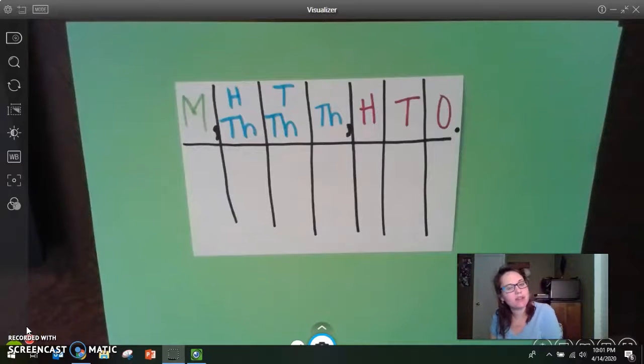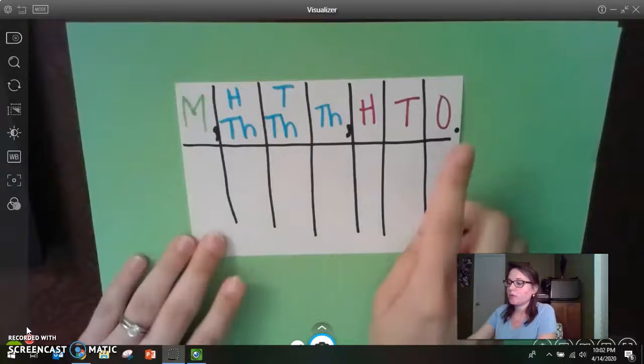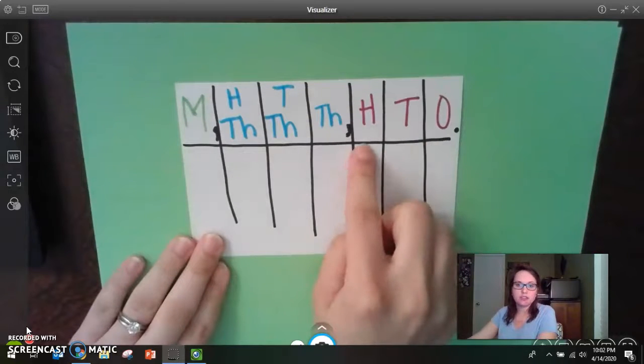Today we are going to be learning about rounding to the nearest tens, hundreds, thousands, millions. So let's get started. First things first, I want to remind you of place value. Place value is super important whenever we're working on numbers. So remember we have our ones, tens, hundreds.